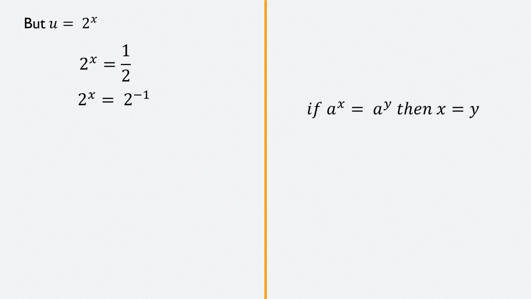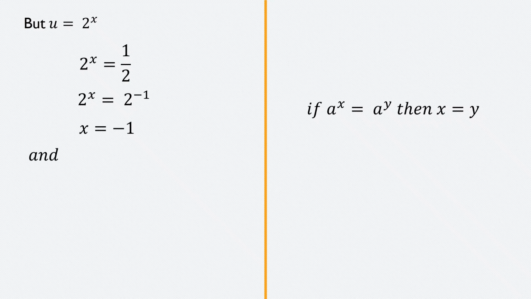And now we can start solving for x. So replace u with 2 to the power x again. So I have 2 to the power x equals half, and half is the same as 2 to the power negative 1. So, we know the bases are the same, you can equate the powers. So I can write that x equals negative 1.